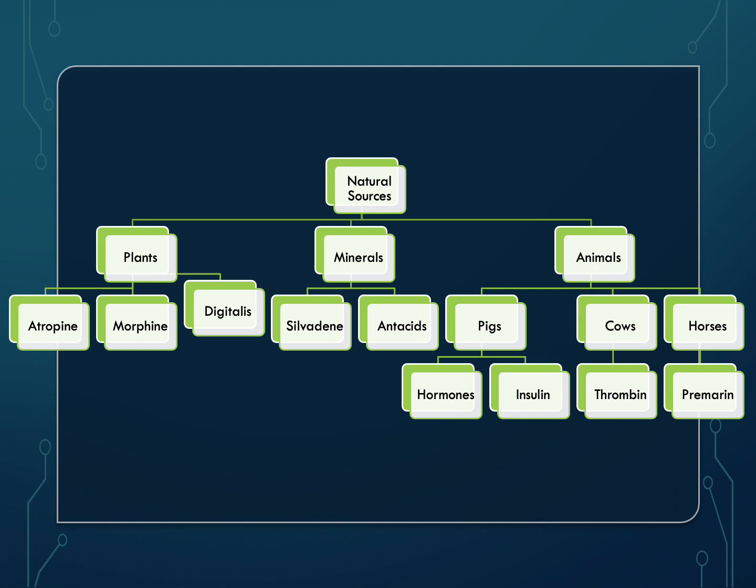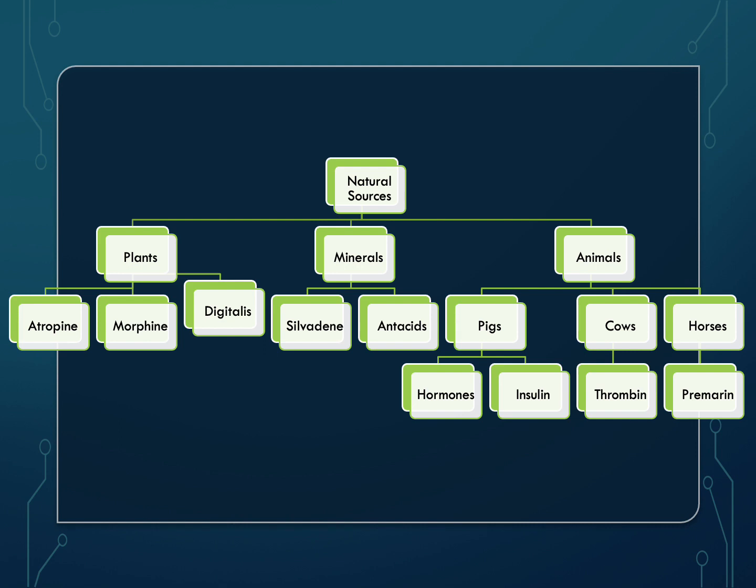And then antacids such as Tums and Mylanta contain calcium and magnesium respectively. So now a little bit about animals, our third and last natural source of drugs, and particularly hormones. Some common sources include pigs, which you will hear referred to as porcine, cows, which we refer to as bovine, and horses, which we refer to as equine.